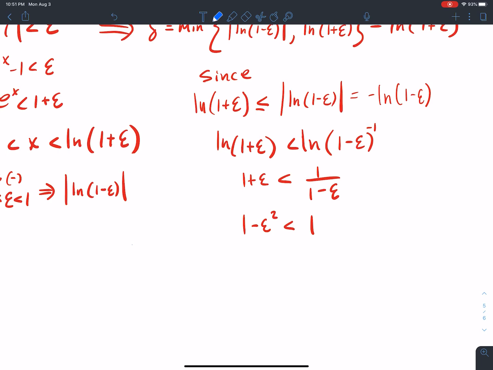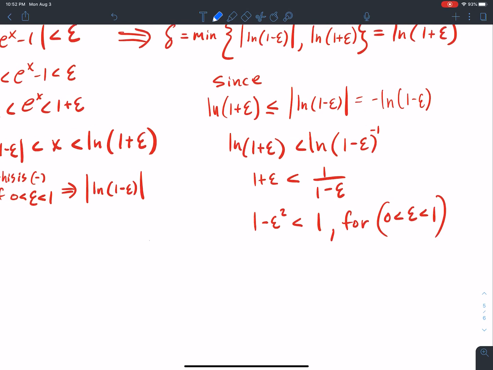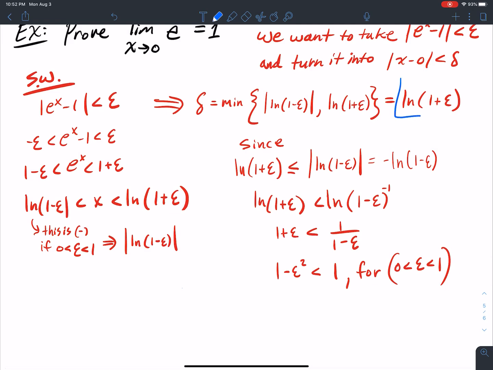Therefore, if I do 1 minus epsilon times 1 plus epsilon, what do I get? I get 1 minus epsilon squared, difference of squares. And so this is true for epsilon, clearly true for epsilon between 0 and 1. Okay? So we have established this identity here for my delta.